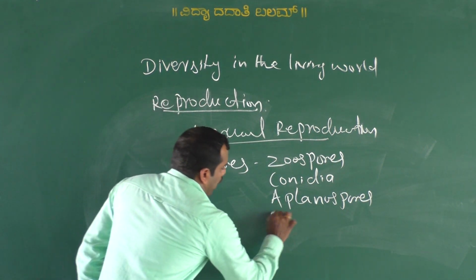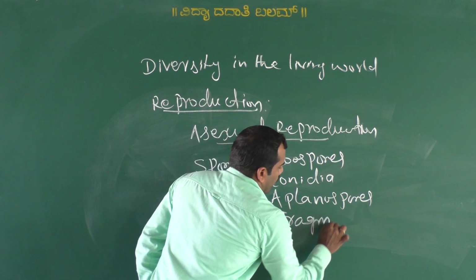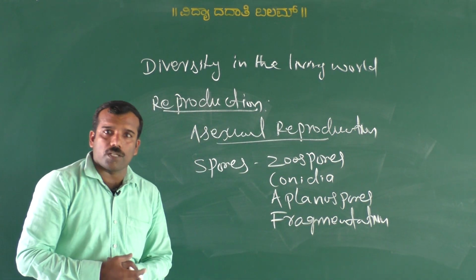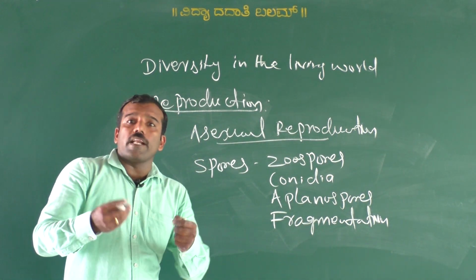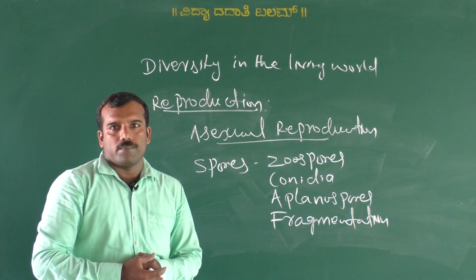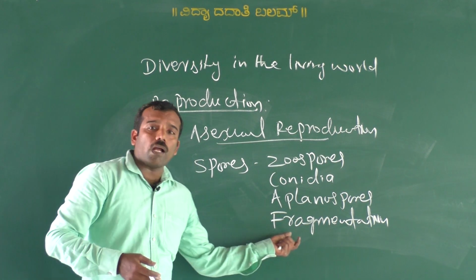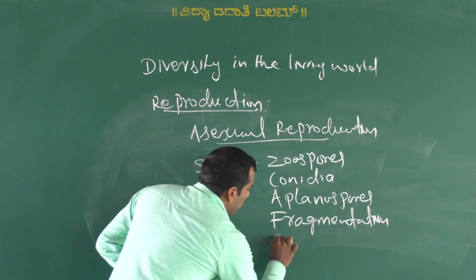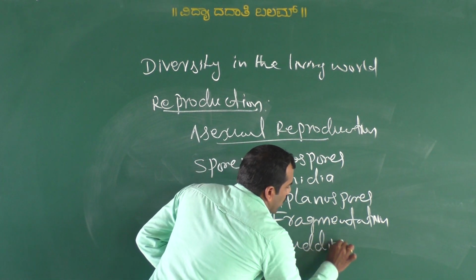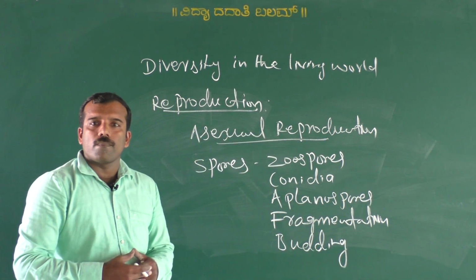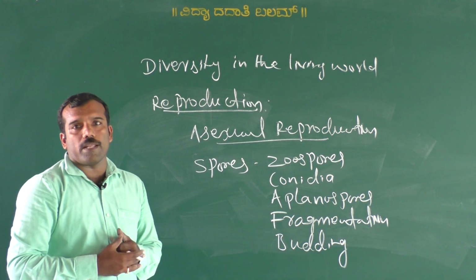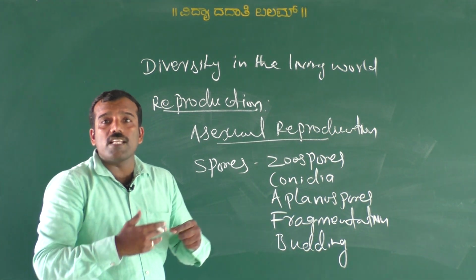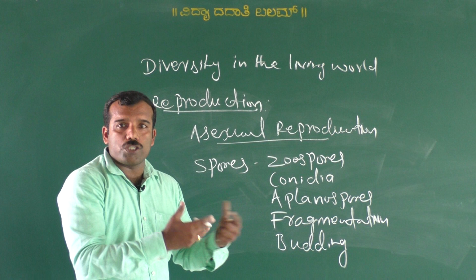Fragmentation is another method of asexual reproduction. Even planaria shows fragmentation. Each fragment once again regenerates into a new individual. Even moss shows fragmentation. Fungi also show fragmentation. Budding is another method of asexual reproduction. The best example is yeast budding. Hydra also shows budding. So different methods of asexual reproduction are there to increase their number, to produce the progeny.